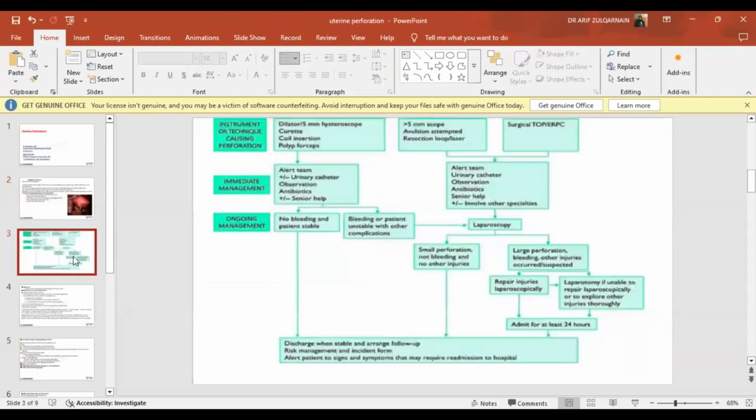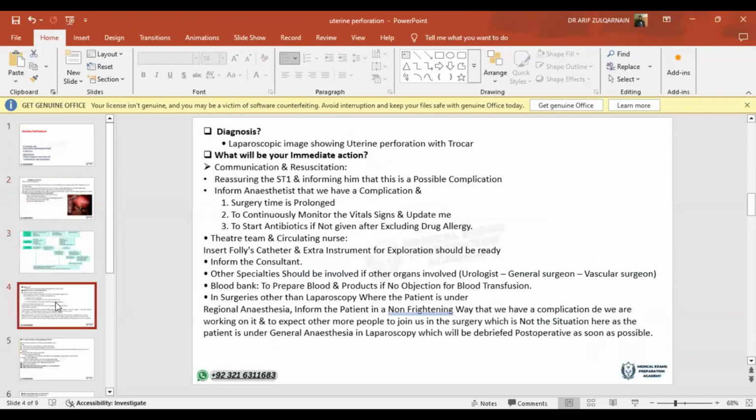Now, how will you do? This is the flow sheet for the management of the uterine perforation, but how we will start the discussion. So the diagnosis here is that it is a laparoscopic image that is showing uterine perforation with the trocar. And what will be your immediate action? First immediate action is communication and resuscitation.